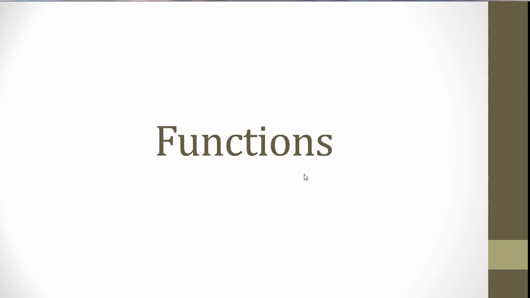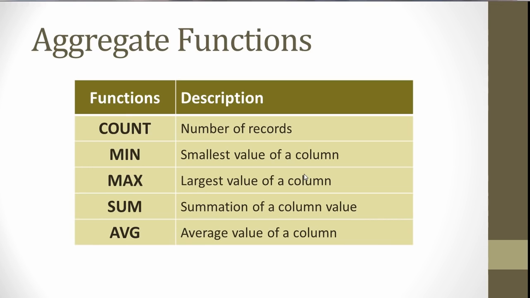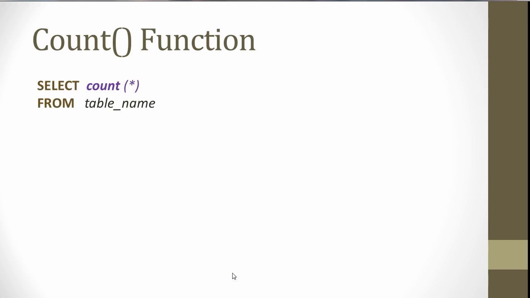Okay, let's look at the functions now. In SQL there are several types of functions, but in this lesson we are going to be looking at the aggregate functions. Like count, which gives us the number of records. Min and max is something we have been seeing since our childhood days. It gives us the smallest and the largest values. And also the sum and average, which gives us the summation of a column value and average value of a column.